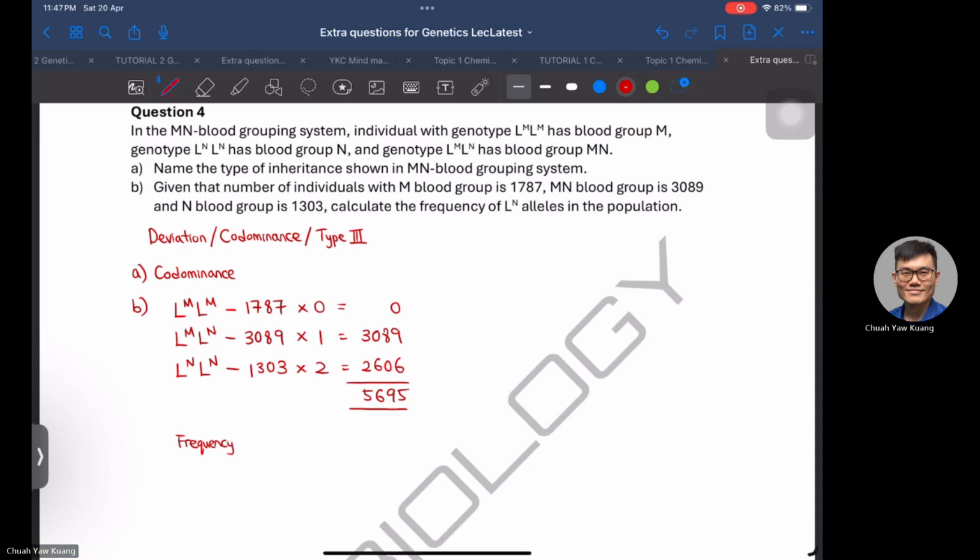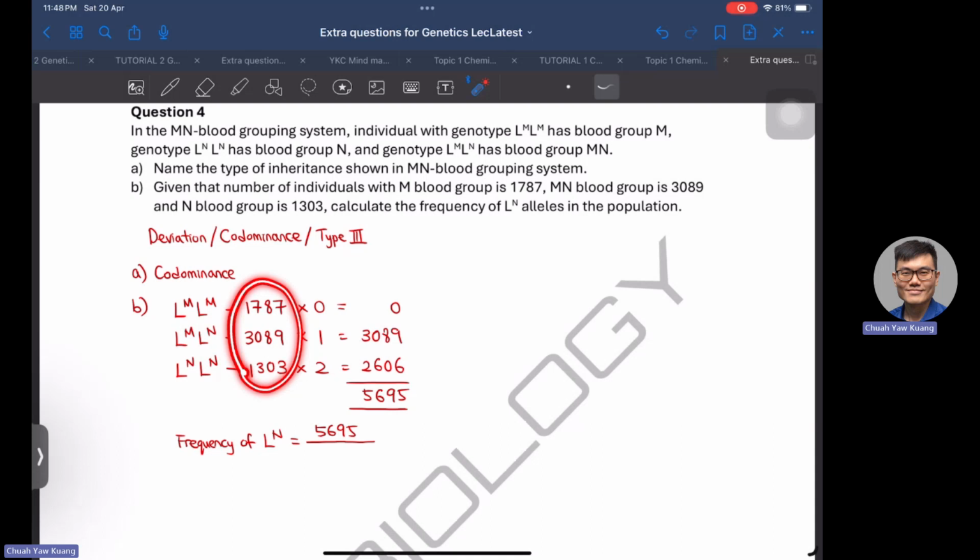Frequency of the L and L, it will be, okay, so you will take the total number of the L and L, 5695. So you have to divide with the total number of the L. Okay, so to know the total number of the L, then you have to sum up the total number of the individual here. Yeah, so we will sum up all of them.